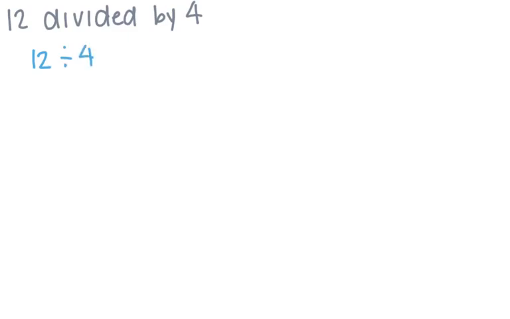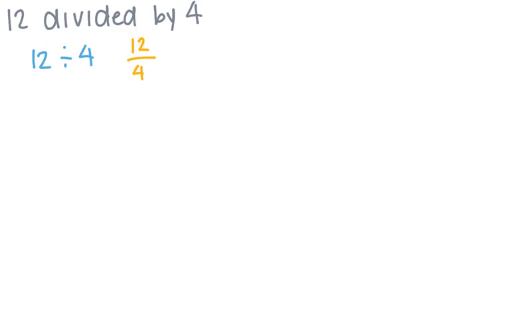So now we're going to practice writing division expressions using the division symbol and as a fraction. So we have 12 divided by 4, so we're going to start by writing it with a division symbol. So we're going to have 12, division symbol, so divided by 4. We're now going to write it as a fraction, so 12 is going to go on top and 4 will go on the bottom.